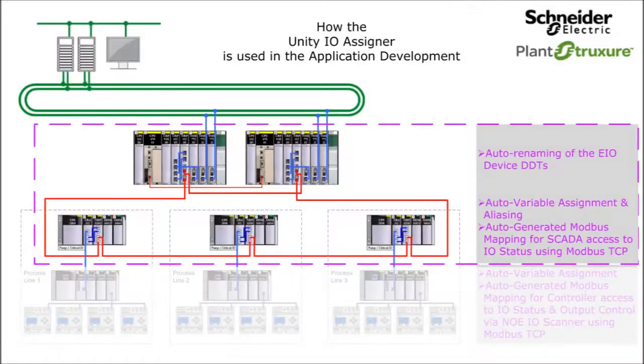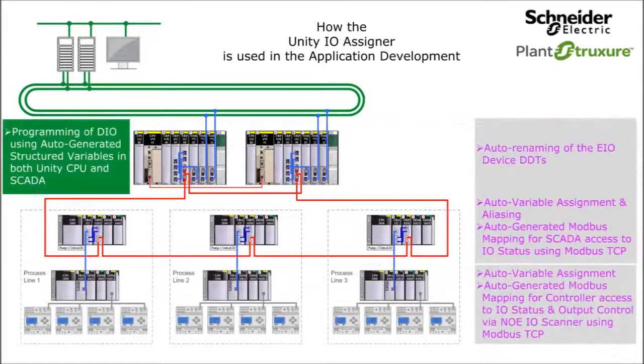Recapping the Unity IO assigner contributions at this level. The device DDTs for the modules in the Quantum and EIO drops have been renamed to topological-like names and appropriate comments added. EIO drop IO module channels have been auto-assigned variable names, and these have been automatically aliased to the corresponding device DDT elements. Modbus mapping was auto-generated for the EIO drop IO channels, allowing Modbus clients to access the IO channel data. With all of this now in place, the programming of the DIO drops IO will use structured variables. And here is a simple example of this benefit.